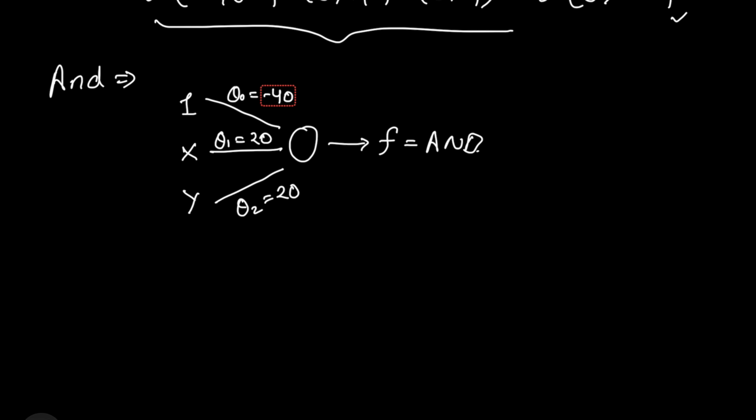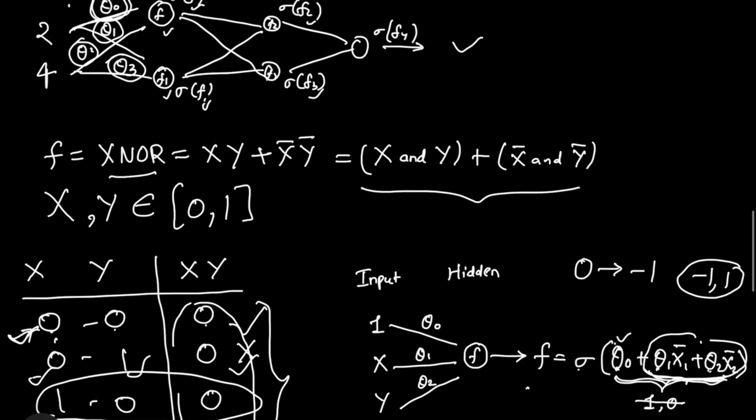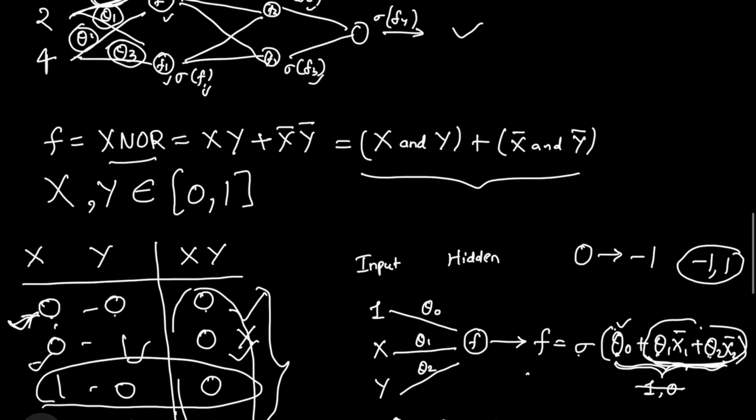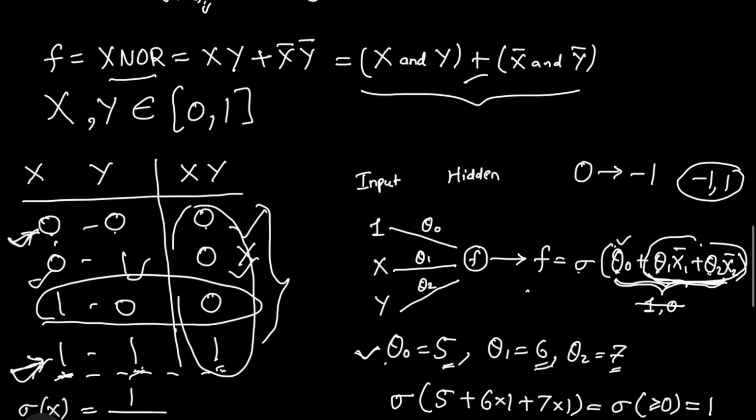Now let's do OR. So we have another, where was it? This is OR. So let's try OR now. That means x or y.